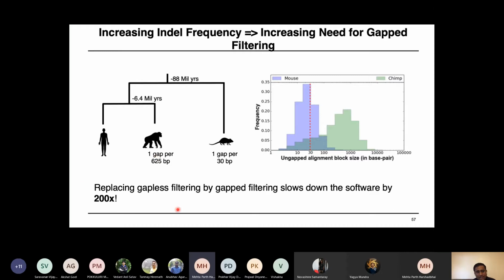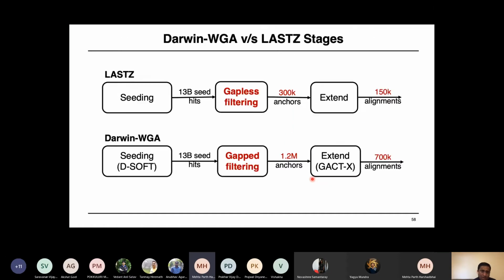And the way to increase the sensitivity we've already known is to replace one of those gapless filtering stages in that algorithm by gap filtering, except that no one does it because it actually slows down already slow software by 200-fold. So it's really prohibitive to do it.